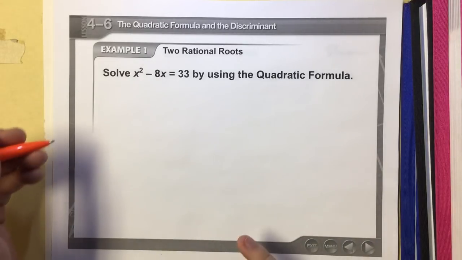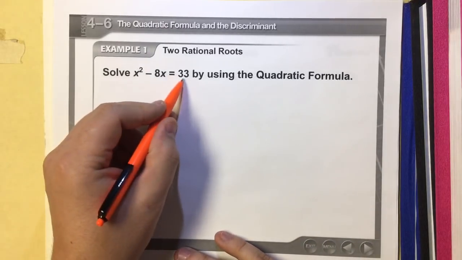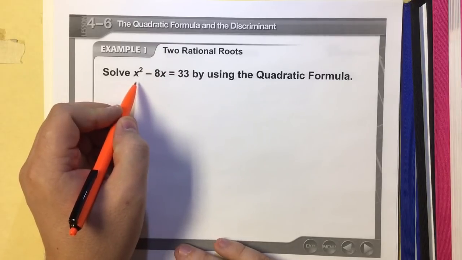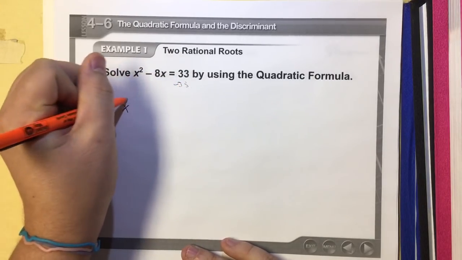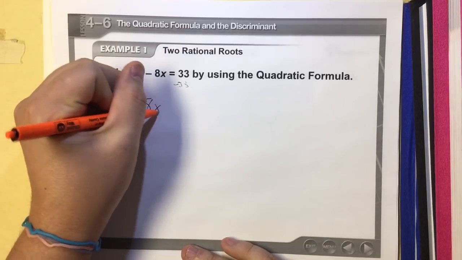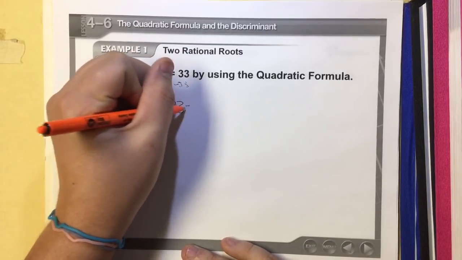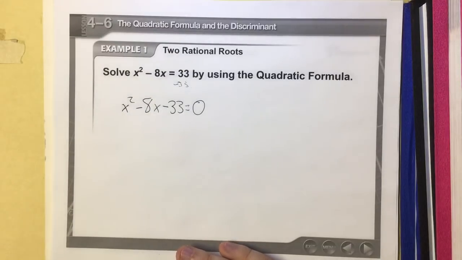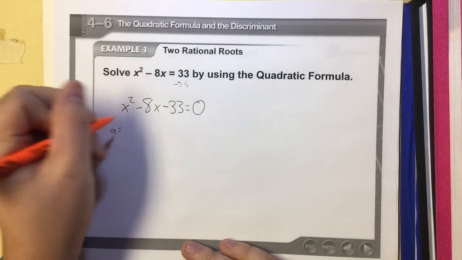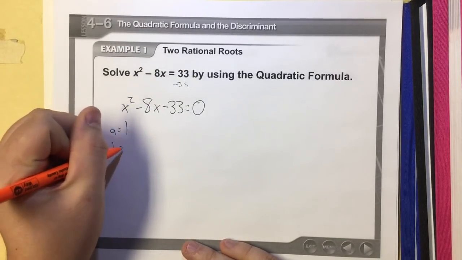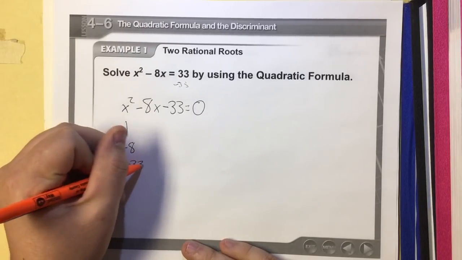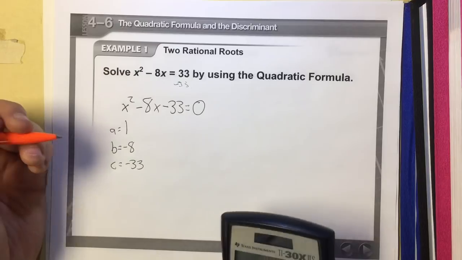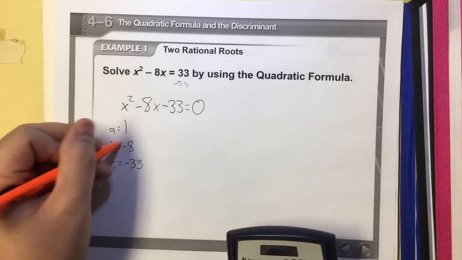Alright, so to solve this one out, again, that first thing we need to do is make sure everything gets over here on the same side as our x squared. So I'm going to subtract 33 from both sides and get x squared minus 8x minus 33 is equal to 0. Now that we have that, we have a is equal to 1, b equals negative 8, and c equals negative 33. So we're going to plug these all into our opposite of b.